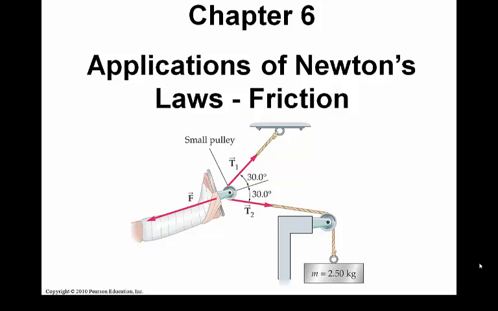This is the first of 3 lectures on applications of Newton's laws. This lecture will focus on friction and what it is and how to calculate it.